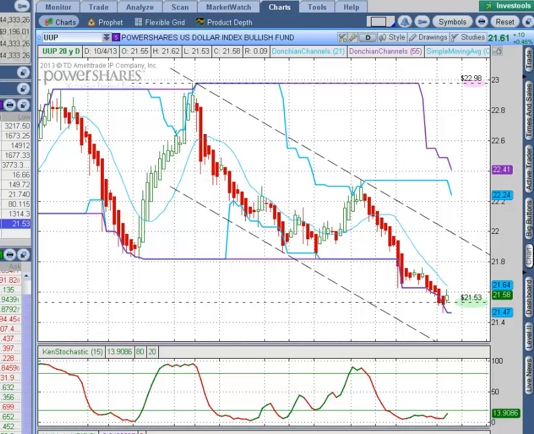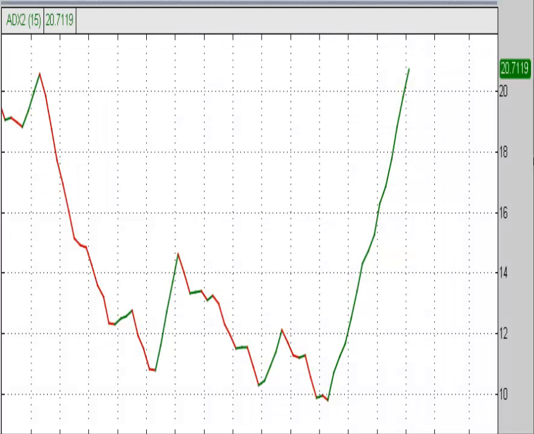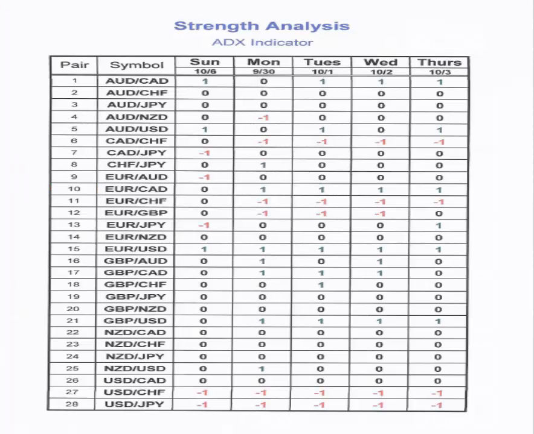The first step every day in reviewing the Forex market is to analyze the ADX indicator for each of the 28 Forex pairs that we monitor. The ADX indicator can be red or green. If the ADX is red, it means there isn't a trend, so we'll put a 0. If the ADX is green and the price is increasing, we'll put a +1. If the ADX is green and the price is decreasing, we'll put a -1.